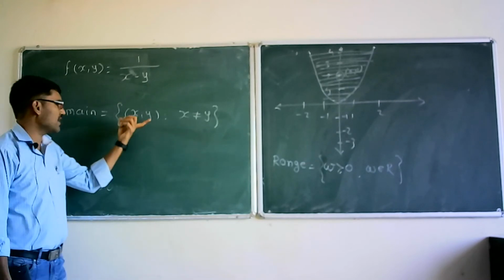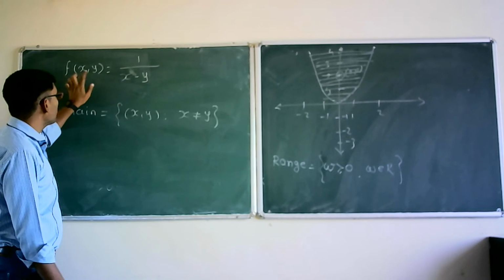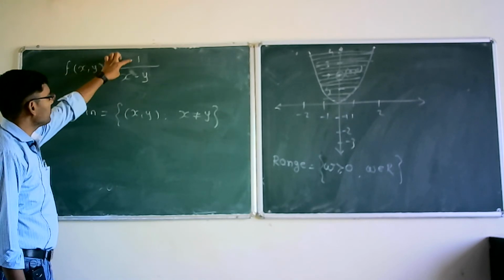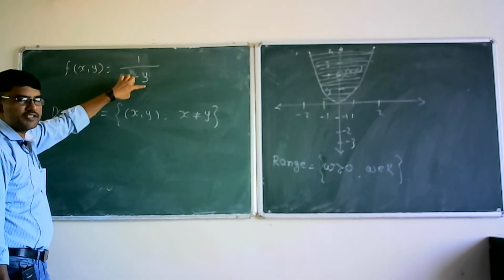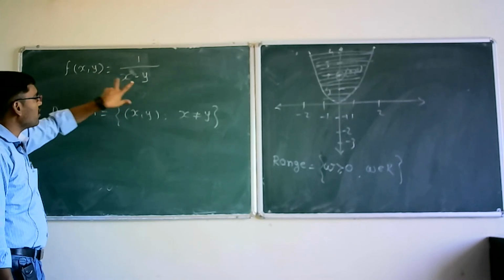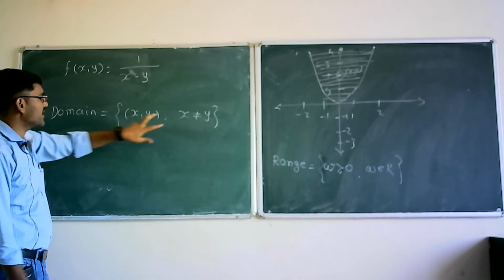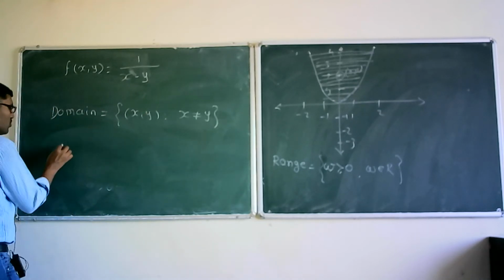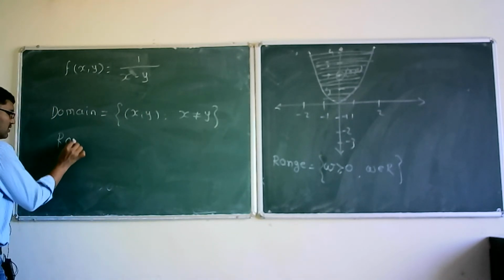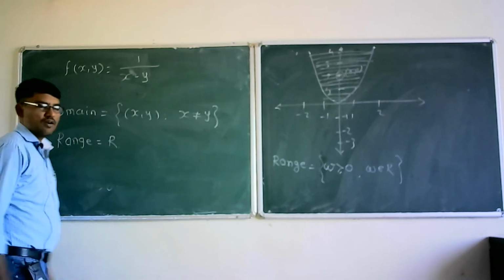तर domain क्या असणार आहे? असे सगळे x, y घ्यायचे की जिथे x is not equal to y. म्हणजे समजा जर तुम्ही f of 1 घेतलाय, तर त्यावेळेस 1 divided by 1 minus 1, it is 0, means 1 upon 0 is undefined. This function is not defined if your x is equal to y. So this function is defined if your x is not equal to y. So this is domain, and what is range? Range is again the set of real numbers, the complete real line.